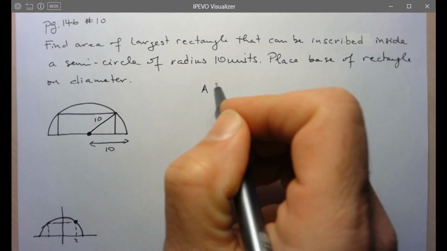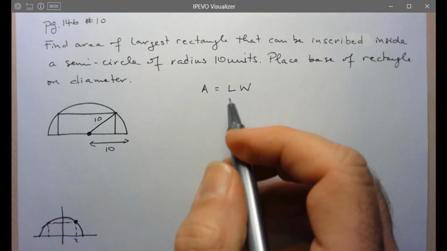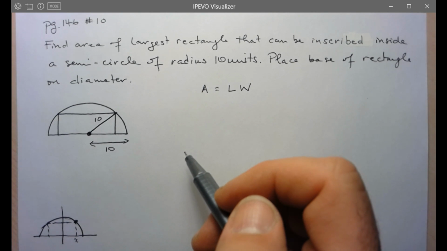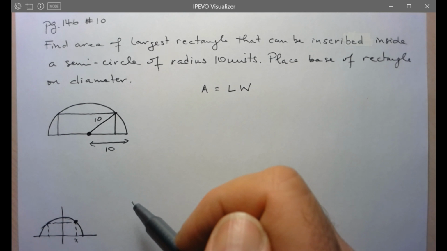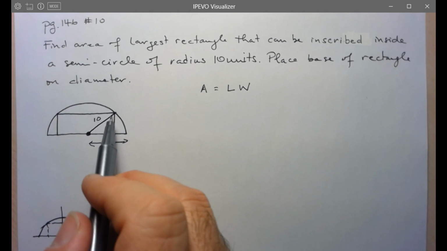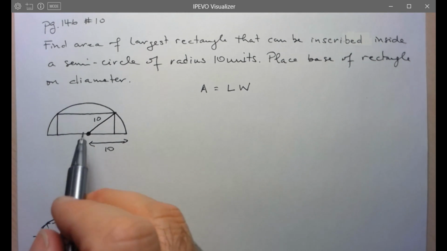All right, so now what I'm trying to do is I'm trying to maximize the area. So I know the area of a rectangle is given by the length times the width, but of course our usual issue is these are two different variables, and I need to come up with a function in terms of one variable. Okay, and so here's my length and here's my width.